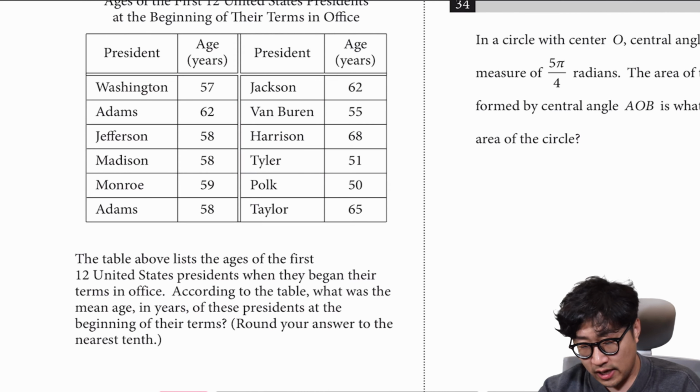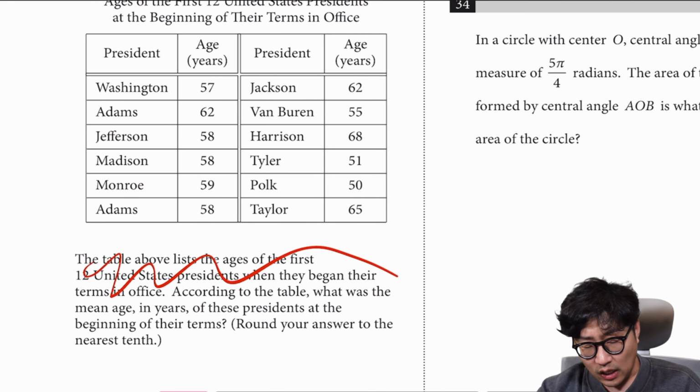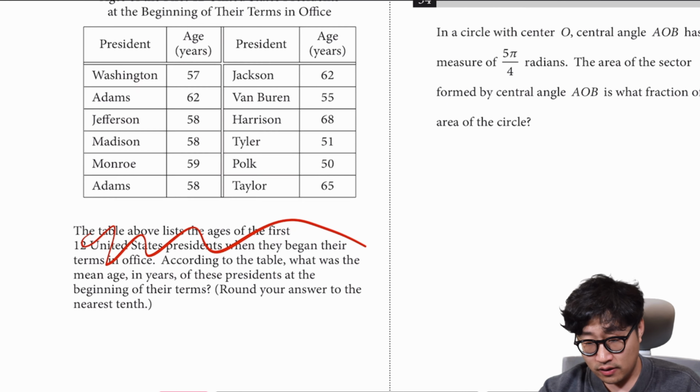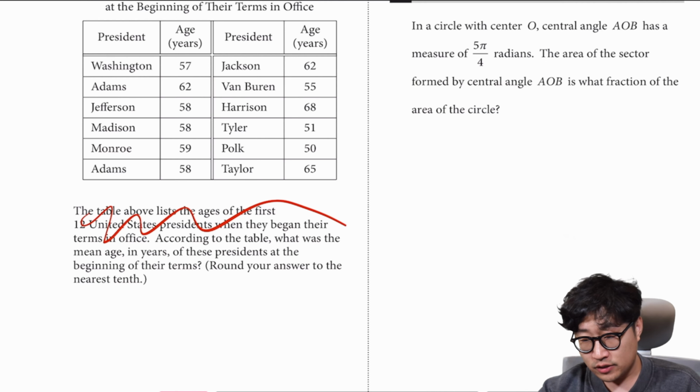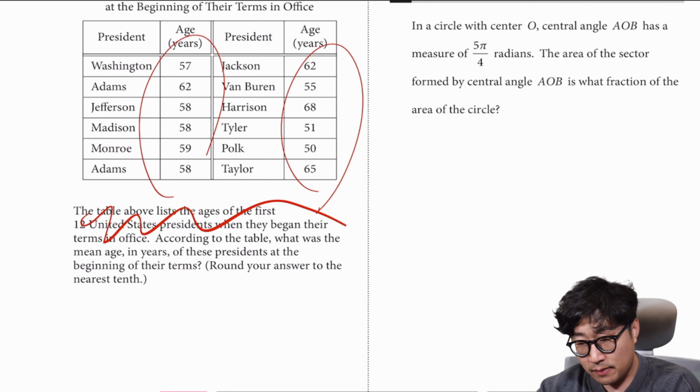Number 32, table, blah, blah, blah. According to the table, what was the mean age of the presidents at the beginning of their terms? So mean, how do we find mean? Just add all of that and divide by, this is how many? 12 United States presidents. So let's just add them all.